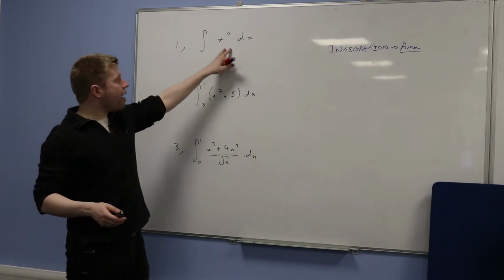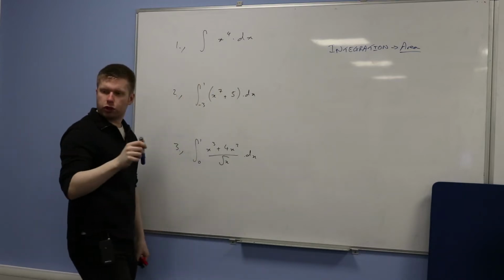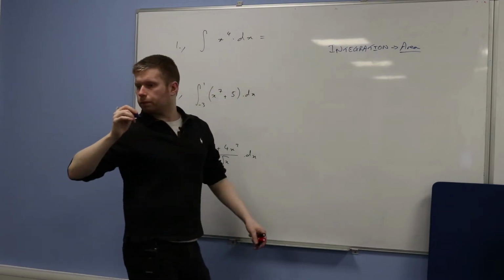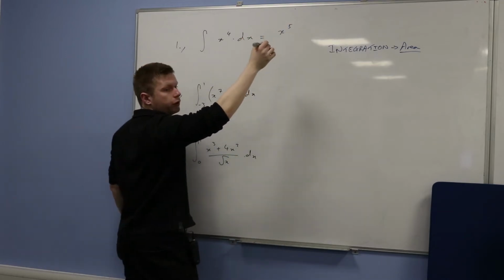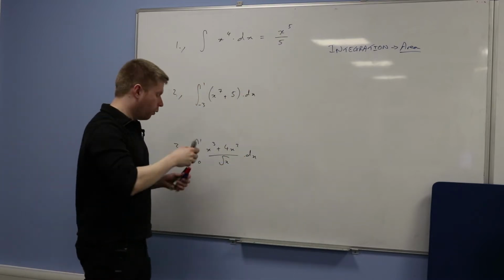So what would the area function be for the integral of x to the power 4 dx? What's the two steps that we need to do? Good, so first of all we add 1 to the power, then what do we do? Divide by the power. That's simply the reverse of what we needed to do, right?